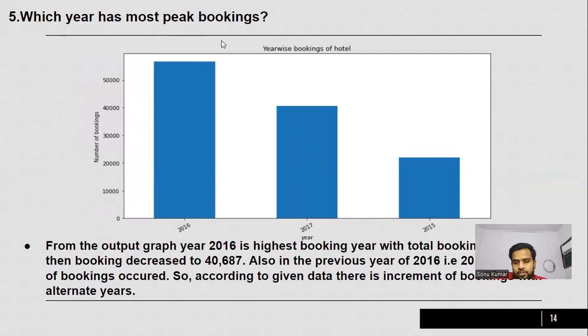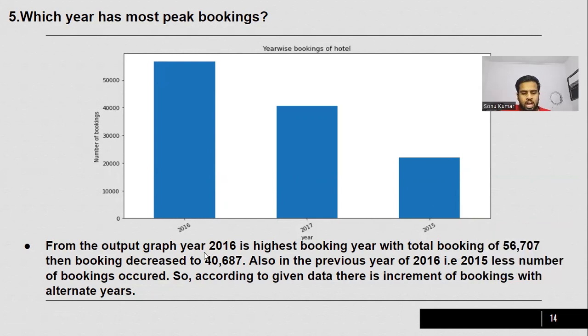Then in this slide, we are discussing which year has the most number of bookings. We can see that 2016 has more than 50,000 bookings, and 2017 is approximately between 30,000 and 40,000 bookings. And for the year 2015, it is between 20,000 and 30,000. It means the most bookings are in the year 2016. So let us see what we concluded from this graph.